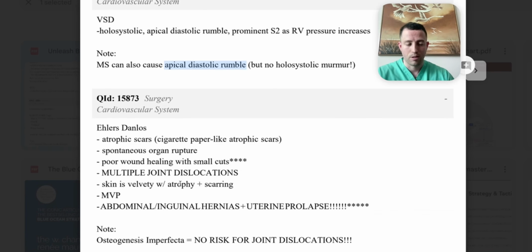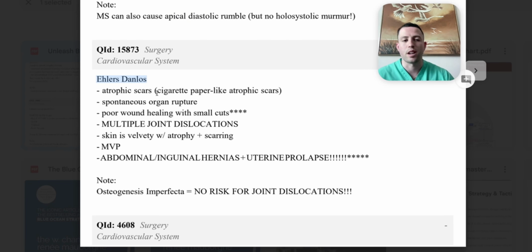All right, let's talk about some connective tissue disorders. We have Ehlers-Danlos here. So these patients are going to have a very, very common history of joint dislocations. And not just the joints, they can also have weakness in their abdominal wall, and they can have abdominal and inguinal hernias, as well as uterine prolapse. So just think anywhere where there's connective tissue, it's weaker.